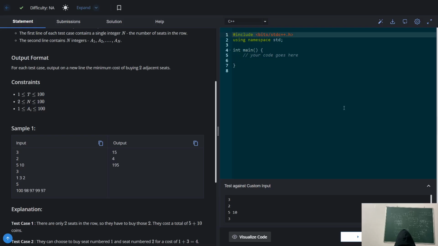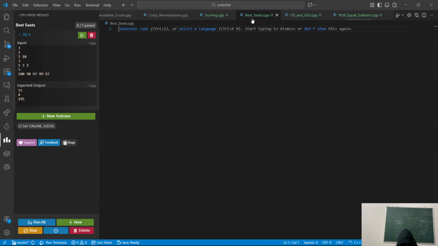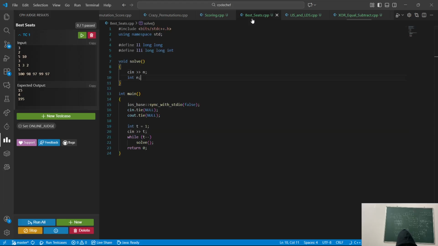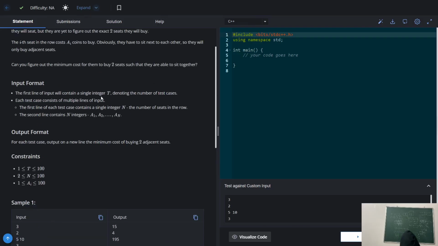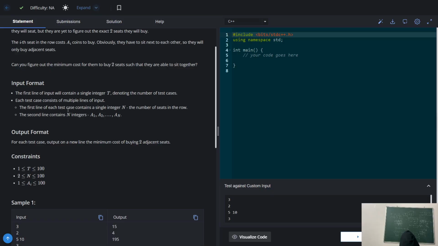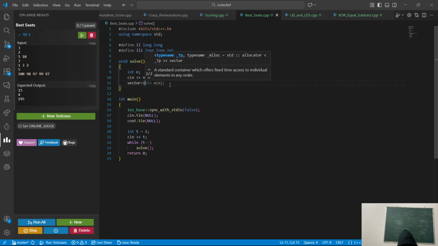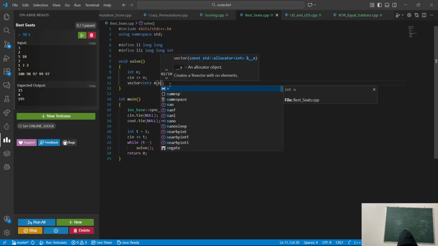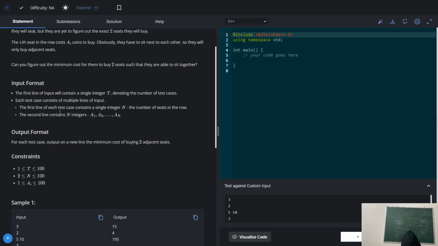So let's try to code it up. So best seats, let's take the input. So we have test cases. The test cases I have taken care of in this equation. For every test case I'm calling a function solve. So here it is, and yeah, we have integer n, which is the size of the seats row. Okay, I'm taking one more vector just to take the inputs of this.